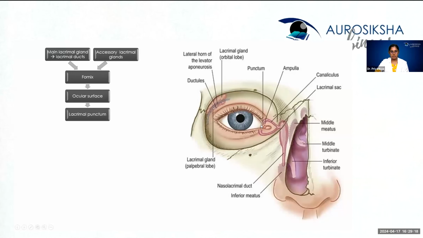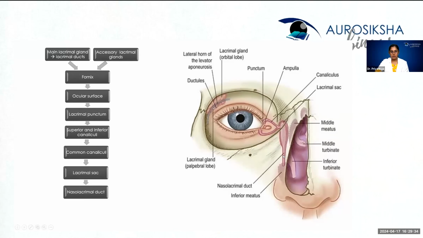And from the ocular surface, it will enter the lacrimal punctum during blinking and will go into the superior and inferior canaliculi, which will join to form a common canaliculus. From there, it gets drained into the lacrimal sac. From the lacrimal sac into the nasolacrimal duct, which will then open into the inferior meatus of the nose. I hope this is very clear to you.